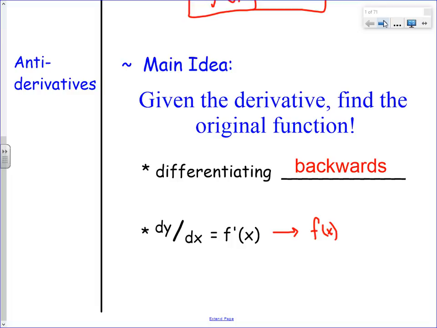Now, what would be the struggle if you were given the derivative but not given the original? You could plug in the slope easy, but what would be hard? Yeah, the point would be hard. So that's kind of what you need to be thinking about with anti-differentiation. One, we have to get used to it.